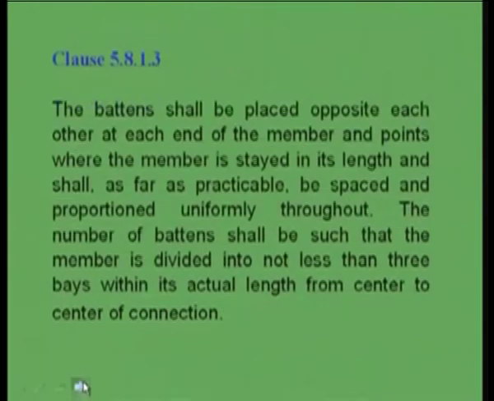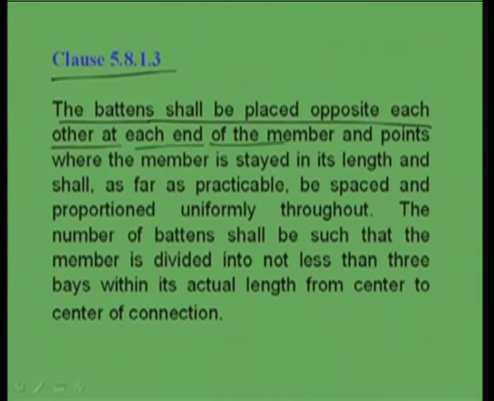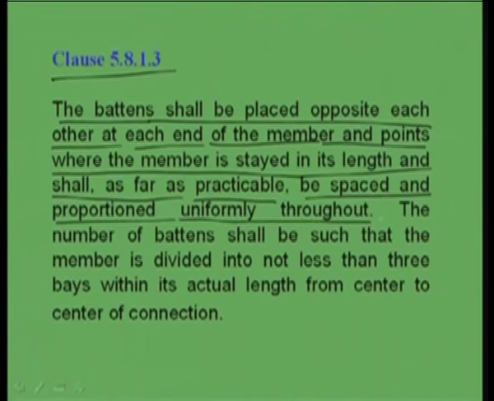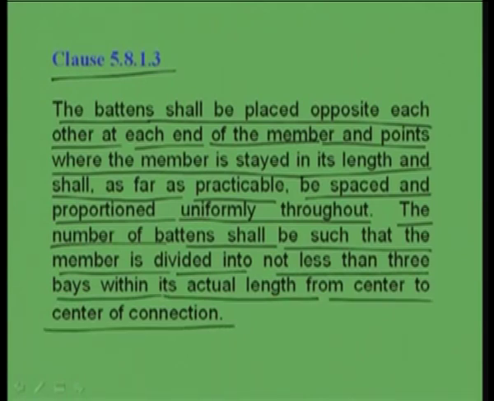Then 5.8.1.3 tells that the battens shall be placed opposite each other at each end of the member, and at points where the member is stayed in its length, and shall as far as practicable be spaced and proportioned uniformly throughout. This is written in the code, you can go through the codal provisions, then you will understand in a better way. The number of battens shall be such that the member is divided into not less than 3 bays within its actual length from center to center of connection. So, at least 3 bays should be there, right.